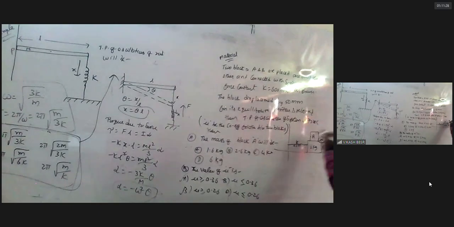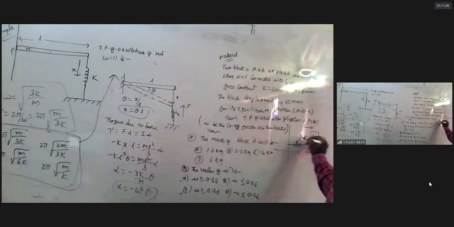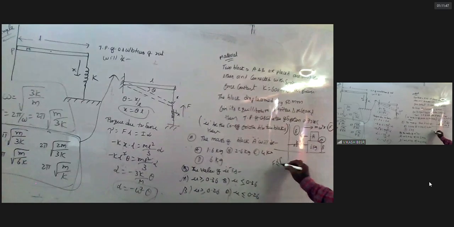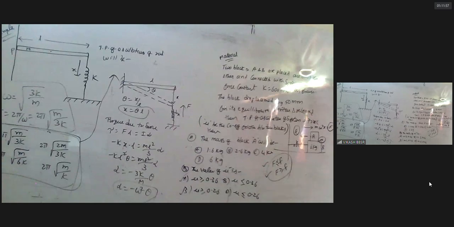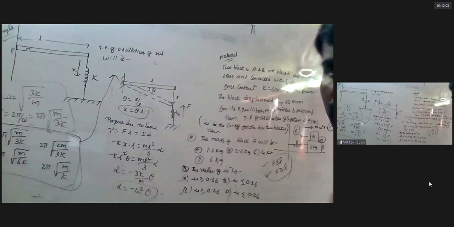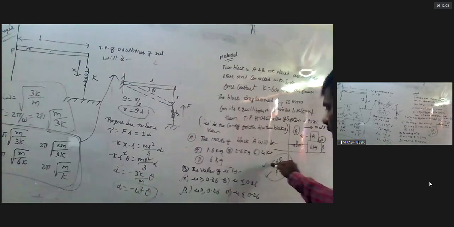One force is acting, minus kx, on this side. So you can take the friction like this. M omega square x, for example, F. This is the friction. This F value, small f, is less than or equal to F, or greater than or equal to F? Which one is possible when both oscillate to and fro? F less than or greater than?